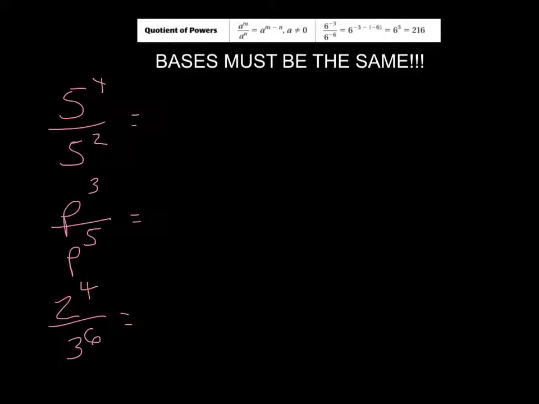So in the example here, first one, we have 5 to the fourth power divided by 5 to the second power. Same base, 5 and 5, so we can apply our property. This turns out to be 5 to the 4 minus 2 power, which equals 5 squared, which we can evaluate to be 25. Next example, we have p to the third power divided by p to the fifth power.